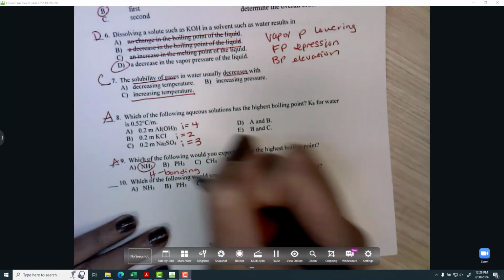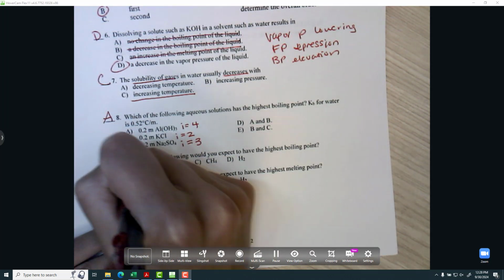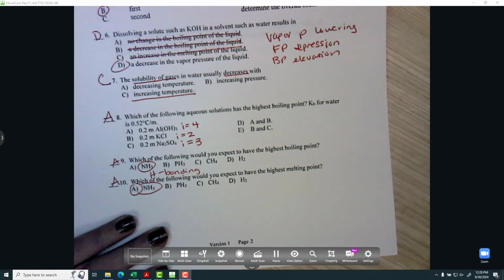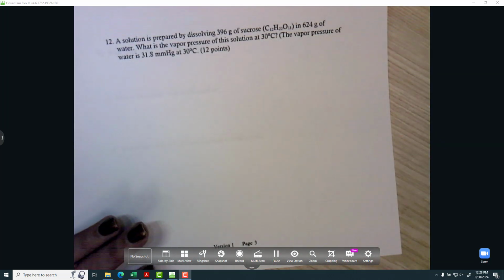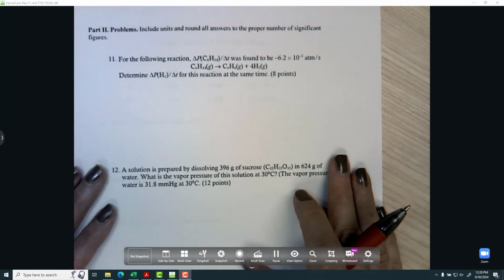All right, and then finally, I'm looking for high intermolecular forces. I see NH3 has a nitrogen directly bonded to a hydrogen, so it would have hydrogen bonding. It would have then the highest boiling point and the highest melting point.